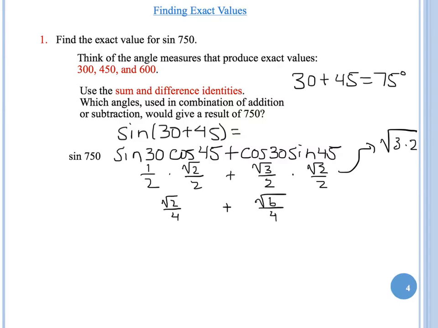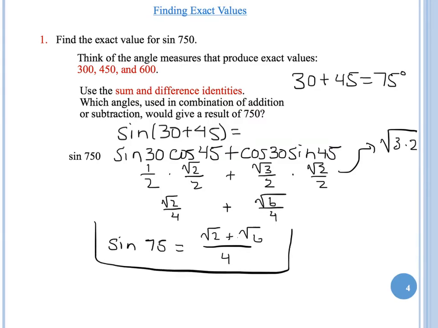And now I have a common denominator, but the square root of 2 and the square root of 6 are not like terms, so I have to leave them as separate square roots in the numerator. It helps if you actually write what we have. So the sine of 75 is this gorgeous fraction.